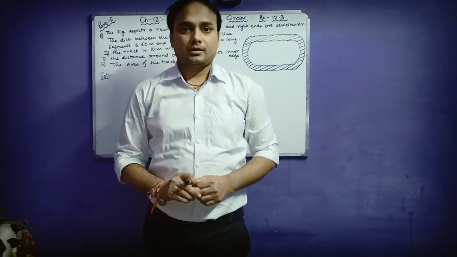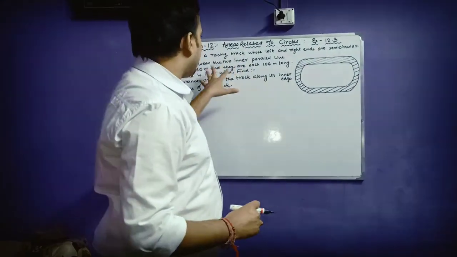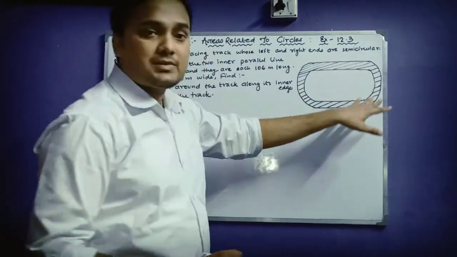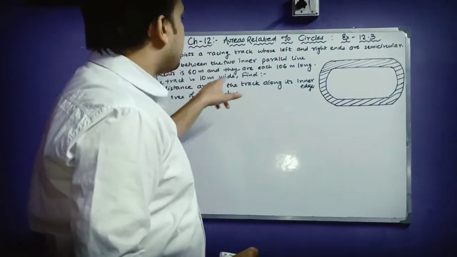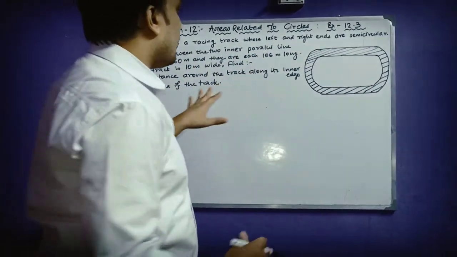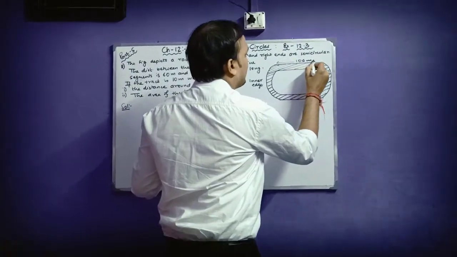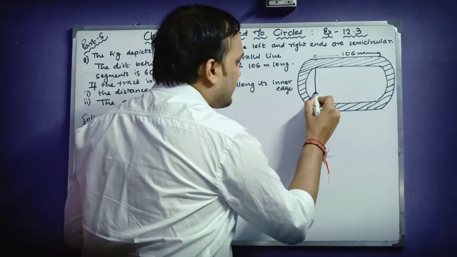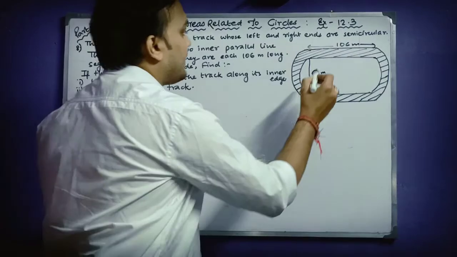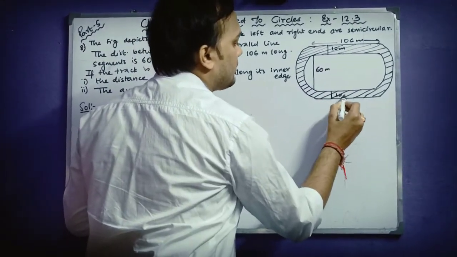Okay students, let us read the question. This is actually a figure of a racing track whose left and right ends are semicircular. The distance between the two parallel lines is 60 meter and they are 106 meter long. That means the total length is 106 meter and this distance is 60 meter. And the width of the track is 10 meter. That means if this is 10 meter, this is also 10 meter.